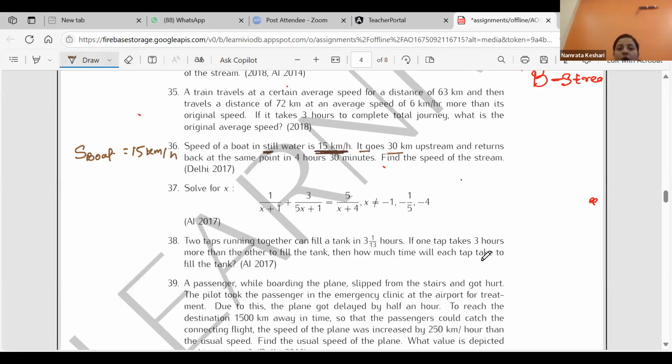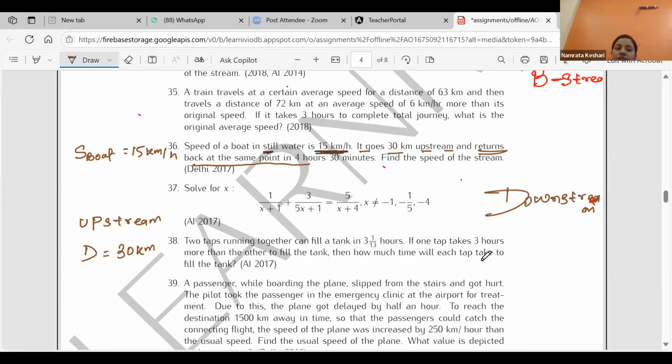It goes 30 km upstream. Upstream means you need to understand against the direction. That means for upstream case, distance is 30 km, and it returns back at the same time. If the boat is going upstream, then when it returns back, that will be downstream for the boat. Are you getting it?